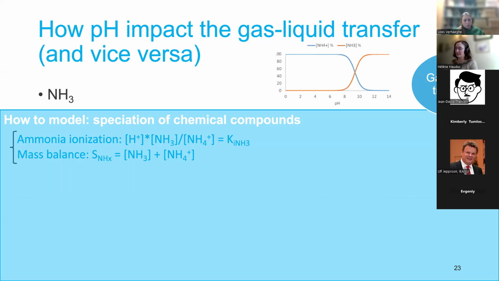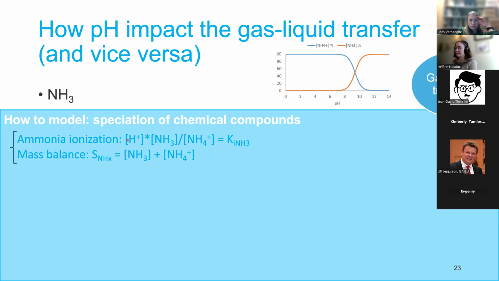So Kimberly already mentioned this type of calculation. Here, for simplicity, I've shown square brackets, but in SUMO we actually account for the activity with a Davies equation that is implemented. So here for the ammonia, we can build a system of two equations.